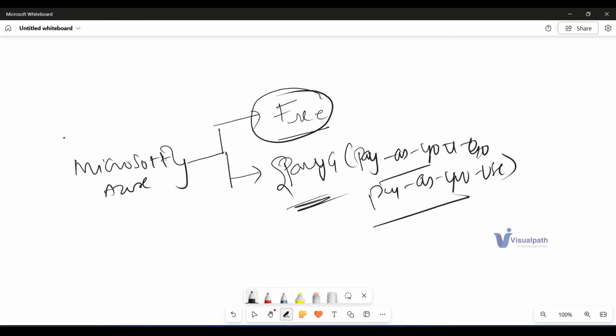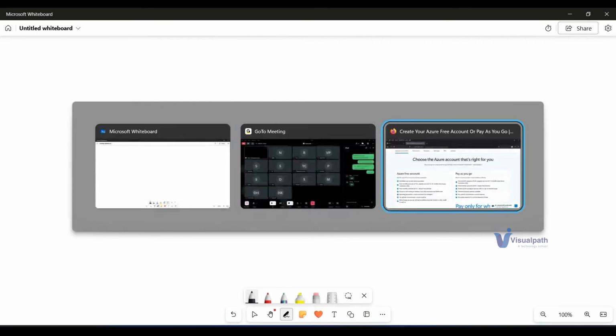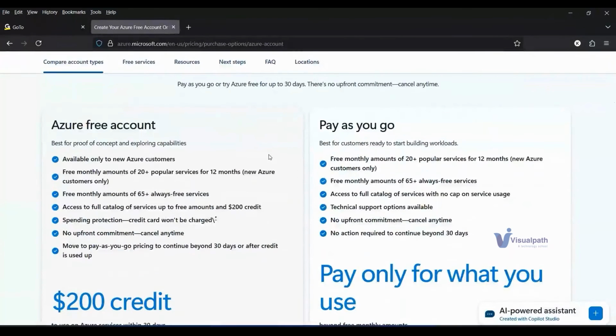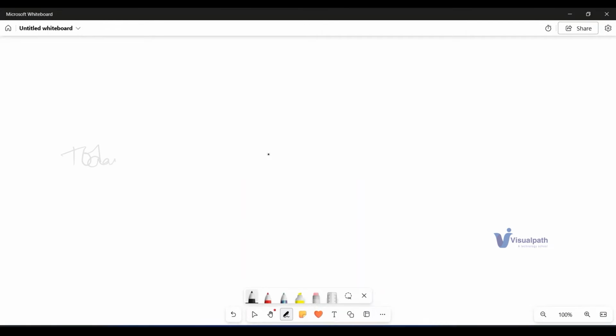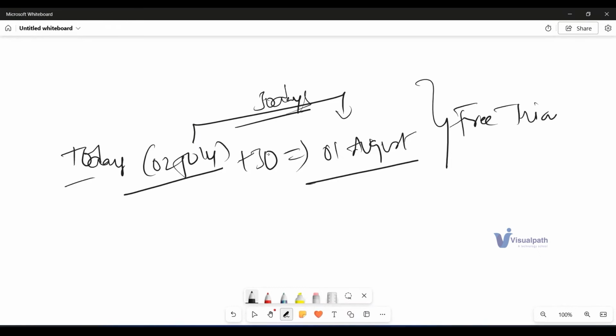And participants, in this free trial, the one thing very important for us is 30 days. Let me explain what exactly that is. If you start using Microsoft Azure, you have to keep the time in consideration. That means if you register today, and today is 2nd of July, plus 30 days means 1st of August. In these 30 days only, your free trial will be active, because it keeps track of your billable resources and of what you are trying to do.